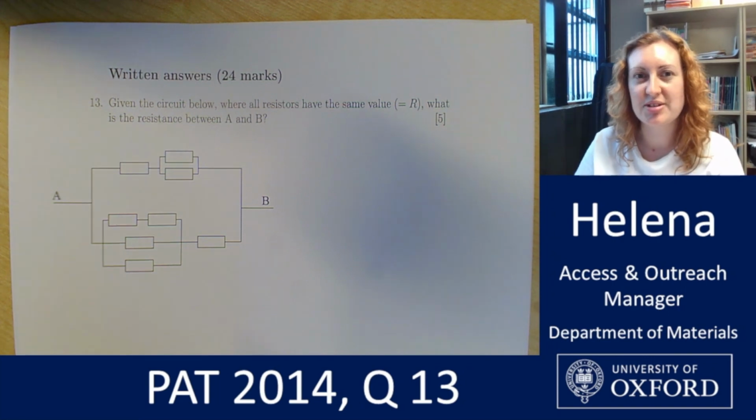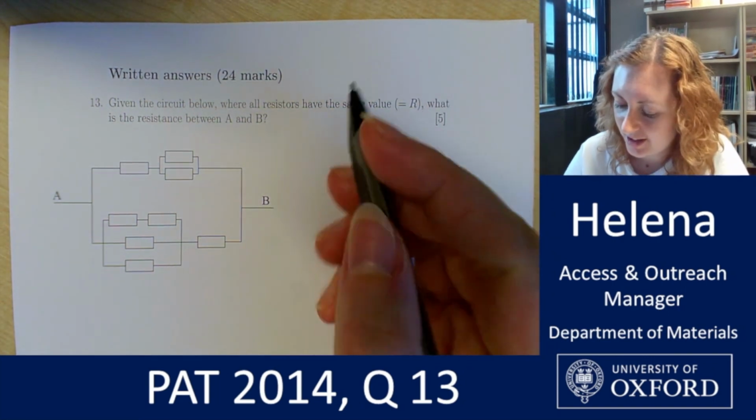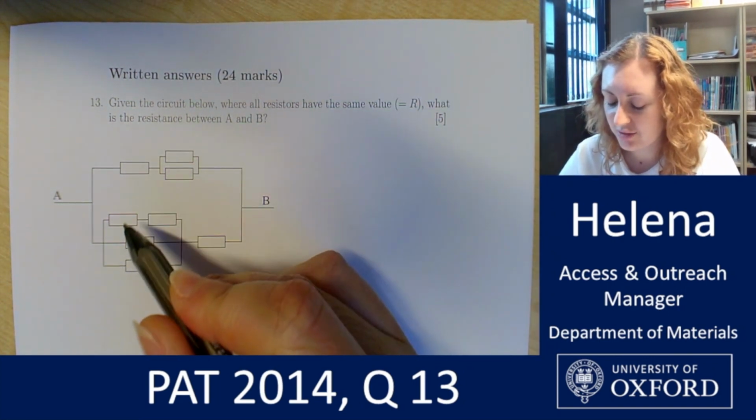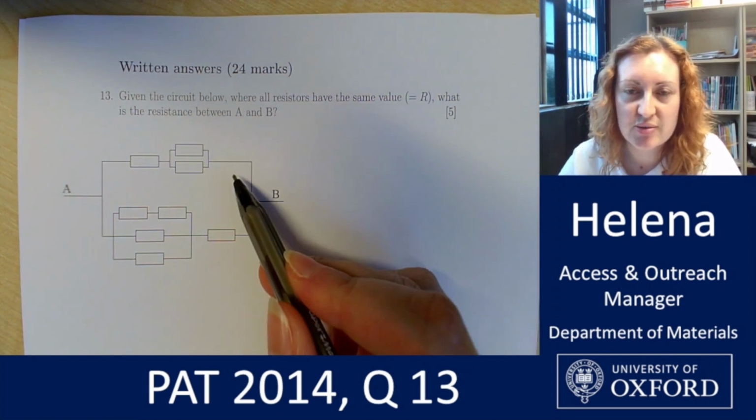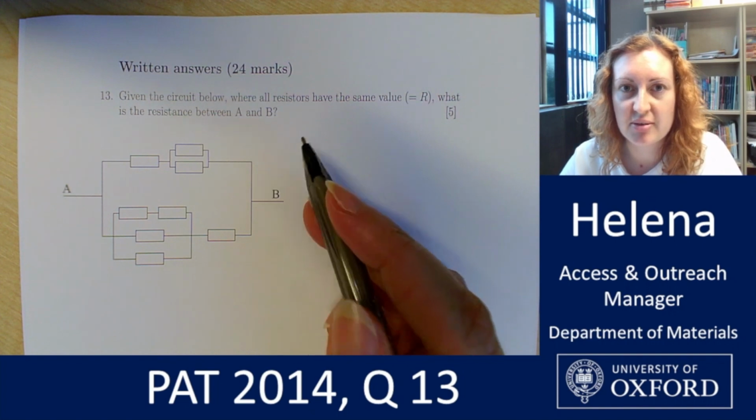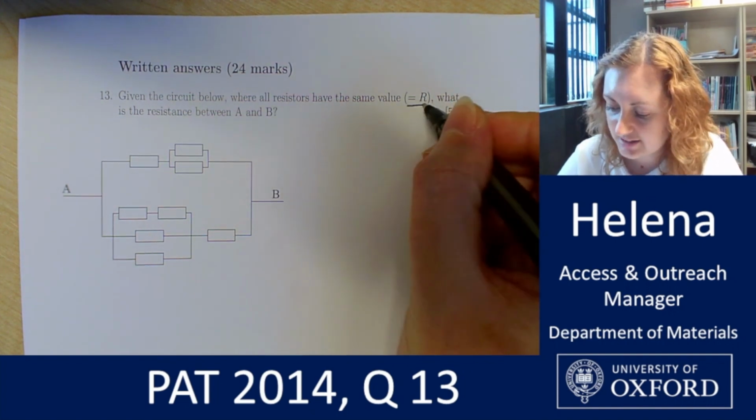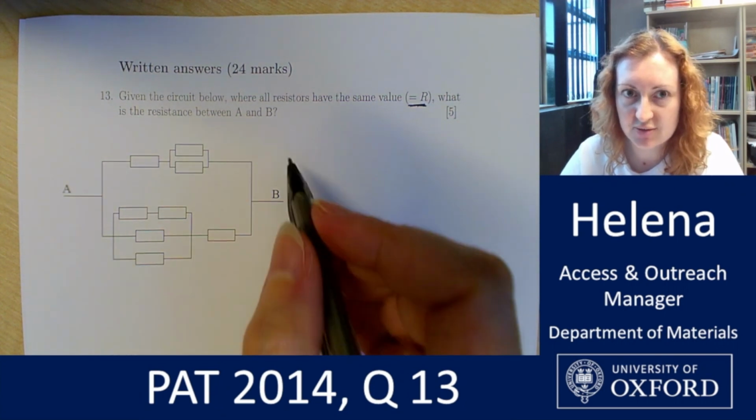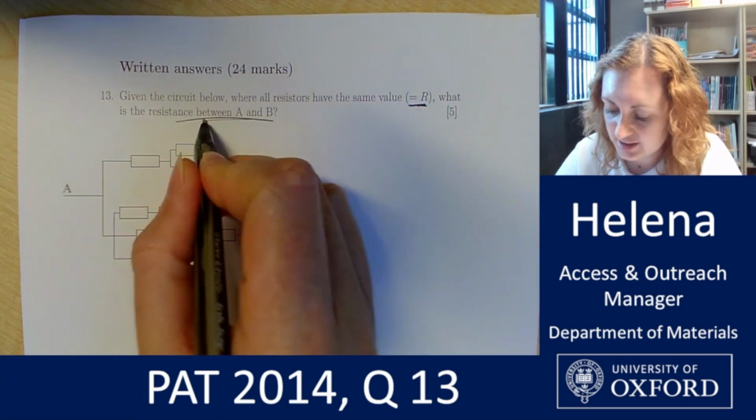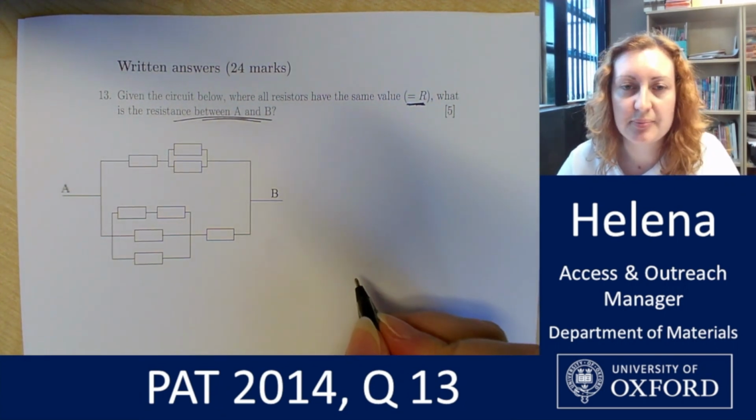So let's have a look at what this question is asking. In this question we are given a circuit which looks like this, and we're told that each of the resistors in this circuit have a resistance of the same value, which is R. We're being asked for the total resistance of this network of resistors, the resistance between points A and B.